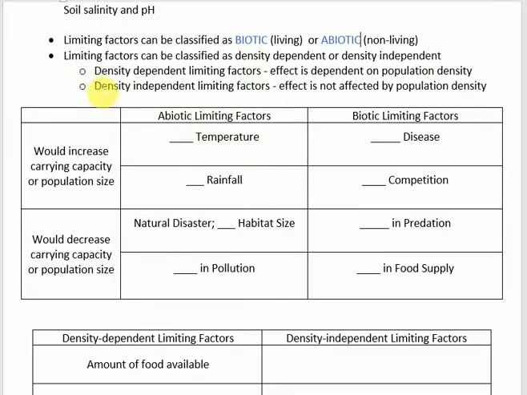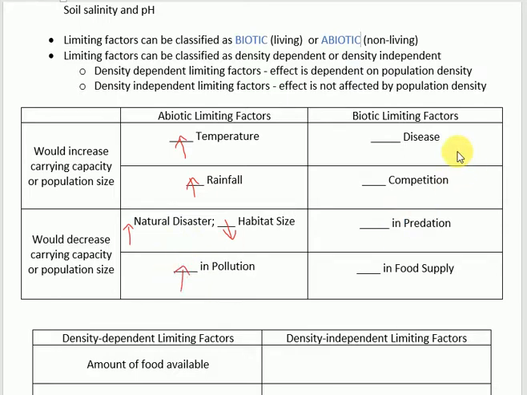So if we look here about which one of these would increase versus decrease carrying capacity or population size, abiotic factors, an increase in temperature is going to limit that population size. An increase in rainfall. Natural disasters, an increase in those would decrease the population. A decrease in habitat size would be a limiting factor, could cause a decrease. And an increase in pollution.